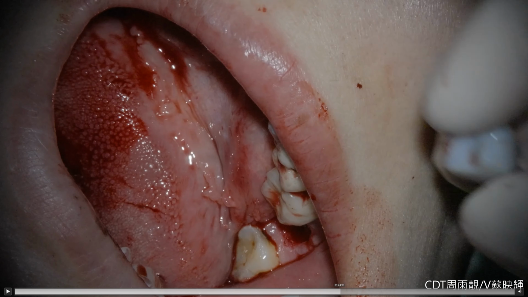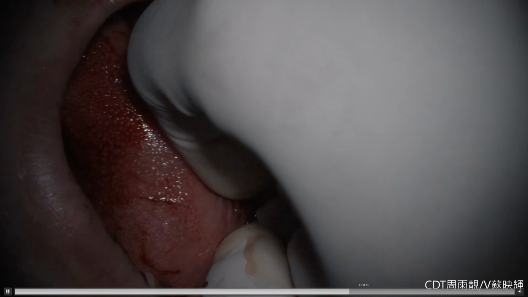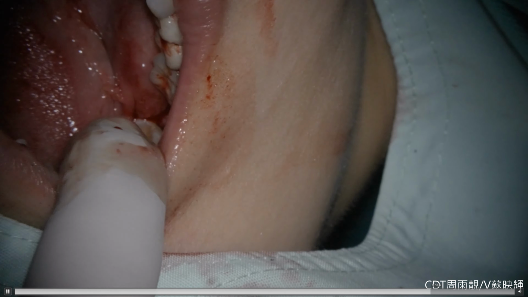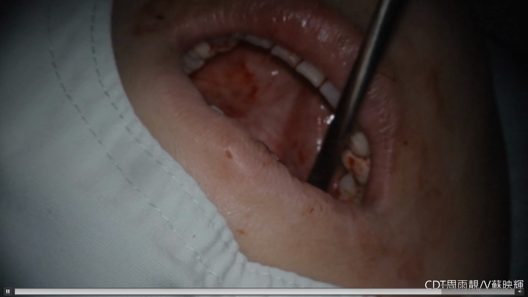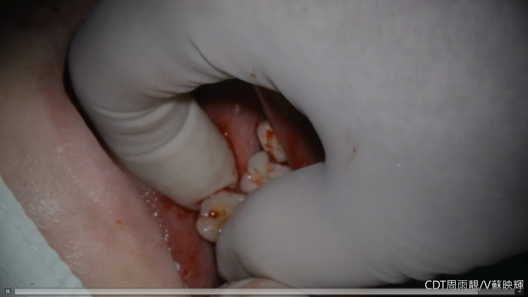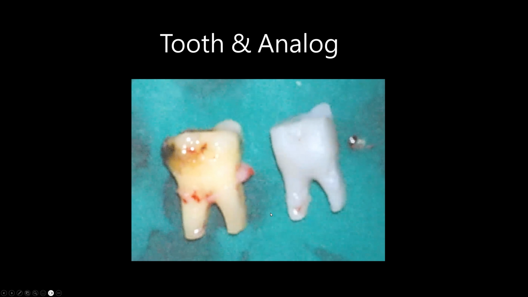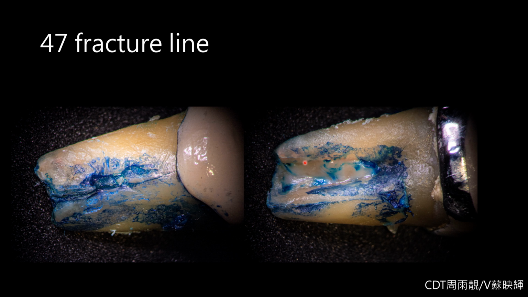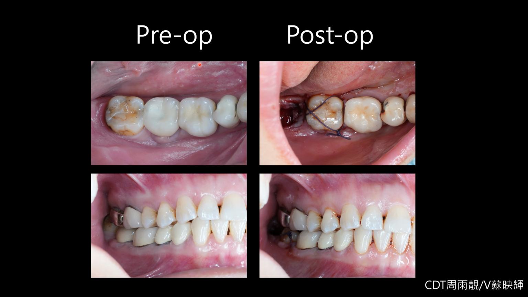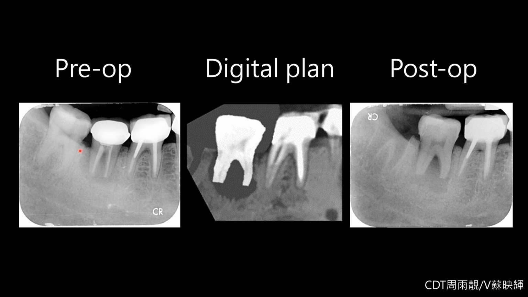So I put the analog first and try if that is okay, and after I make sure the extraction socket is fine, I extract the tooth and put it into the recipient site. So here is the donor tooth and the analog. And here is the vertical root fracture in the 47. And here is the pre-op, and here is the post-op.